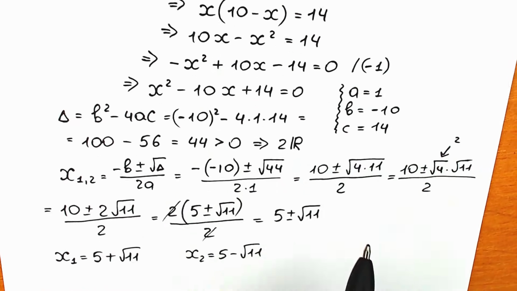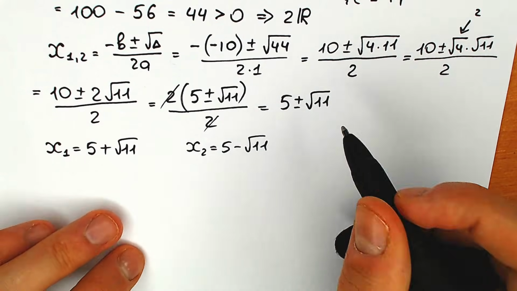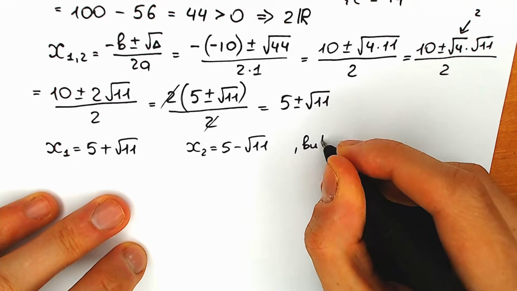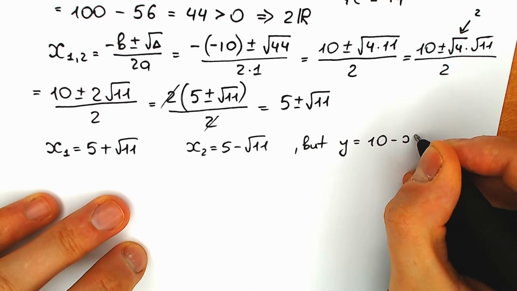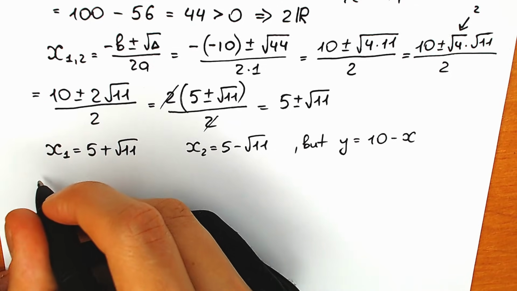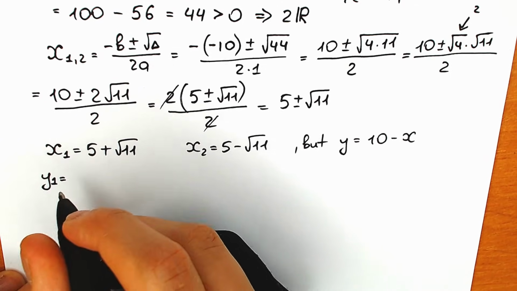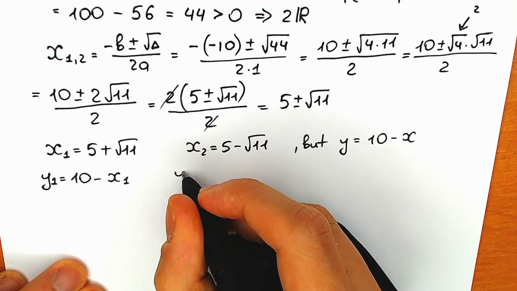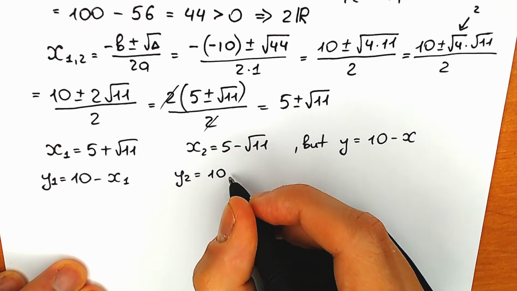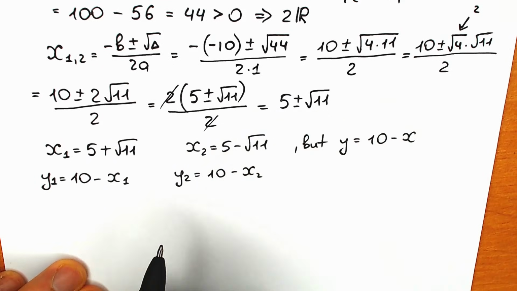Y equal to 10 minus x. So let's remember it. Let's write y equal to 10 minus x, and let's solve it for y first. So y first equal to 10 minus x first, okay? And right here we have the same thing. So y second equal to 10 minus x second, and we can easily solve it.